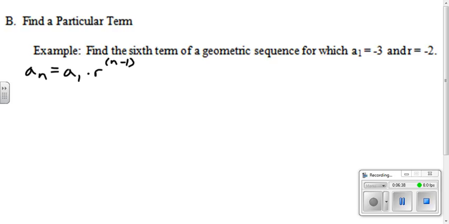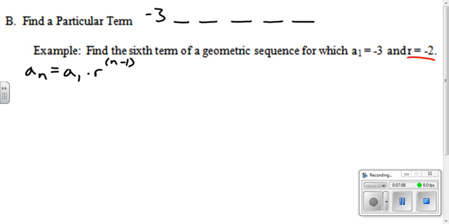Now we're going to use that to find the sixth term of a geometric series, or sequence, for which a sub 1 is negative 3 and r is negative 2. We could have done this by starting with a sub 1 as negative 3, and we need the sixth term, so 2, 3, 4, 5, 6, and just multiplied by negative 2 each time.